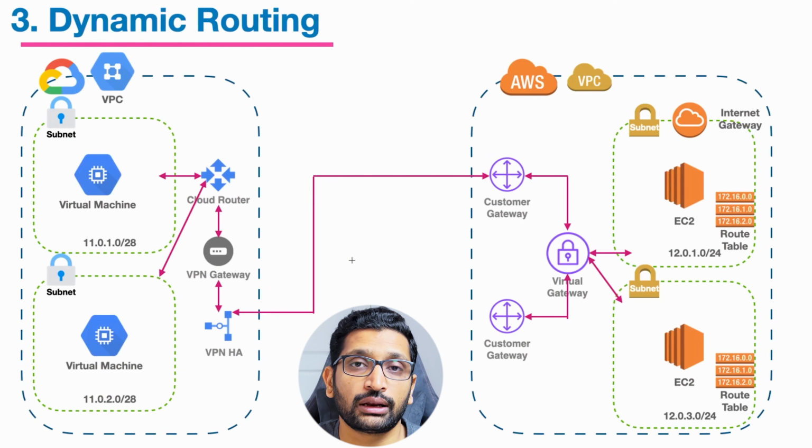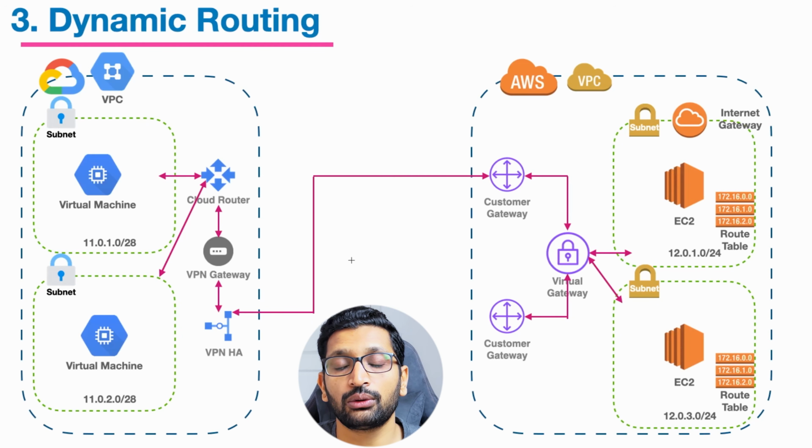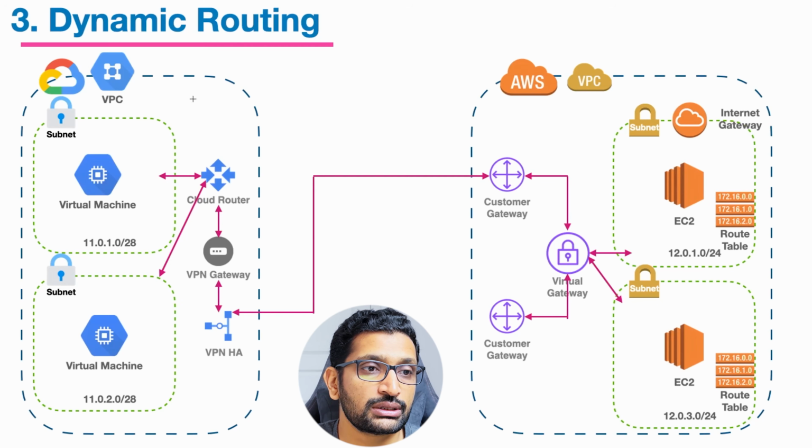Here is one more diagram which will give you more clarity on what I mean by making changes on the networking side for Google Cloud or AWS while using dynamic routing. Here you can see I have created one subnet, and this is another subnet which I have added on the Google Cloud side. Similarly, on the AWS side I also created a few more subnets over here.